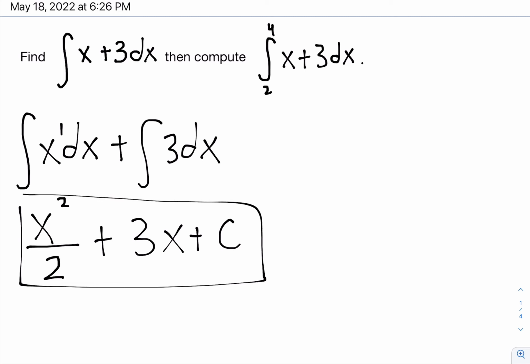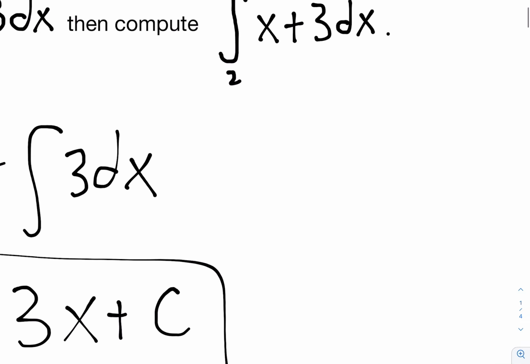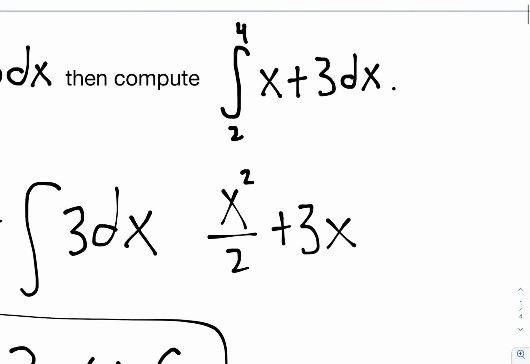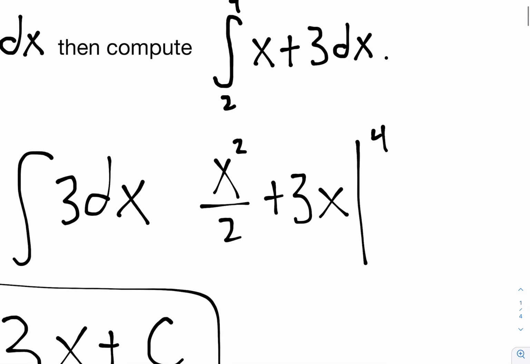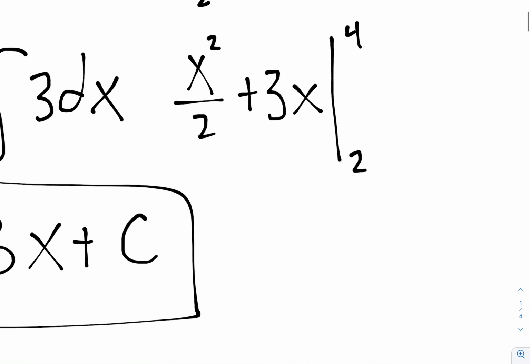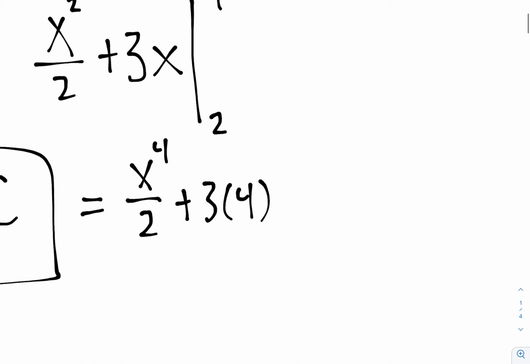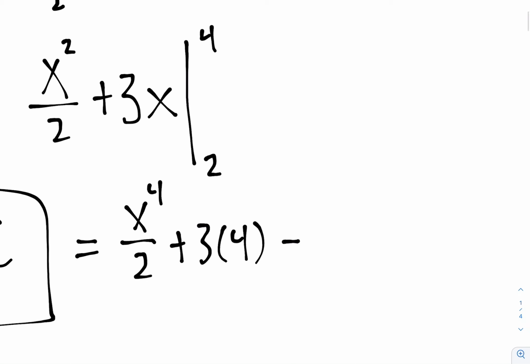But what if we want to find the definite integral of the function x plus 3 from 2 to 4? So our lower bound is 2, upper bound is 4. Well, all we do is we take our function, x squared over 2 plus 3x. We don't need this plus c anymore because it's not indefinite. It's a definite integral. And we're going to evaluate that from x equals 2 to x equals 4. So this is going to be x to the 4 over 2 plus 3 times 4. And then we're going to be subtracting the same thing.